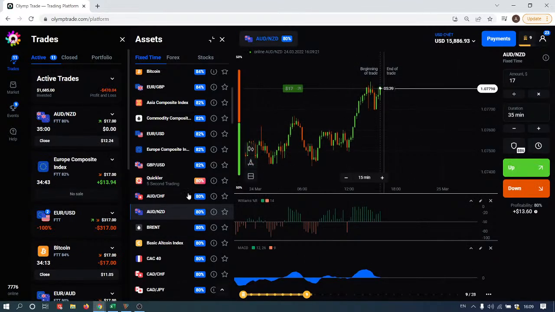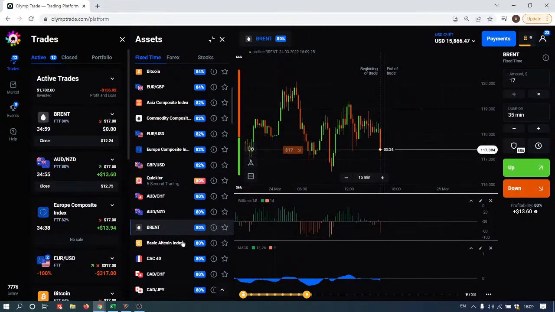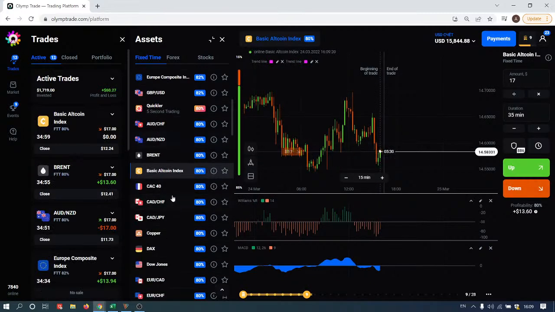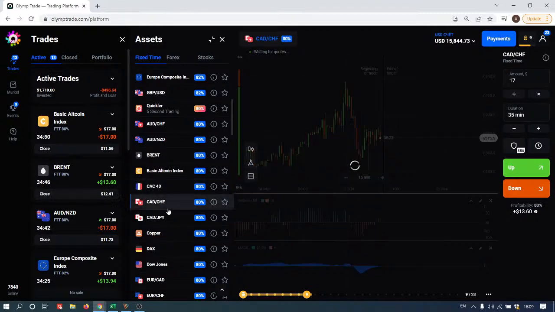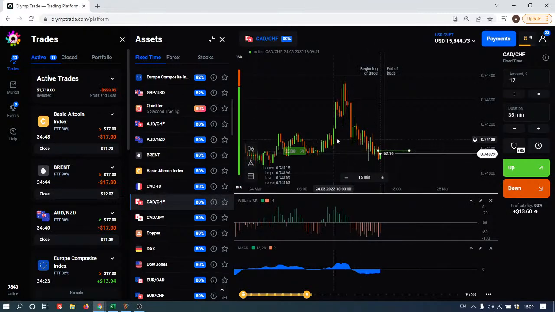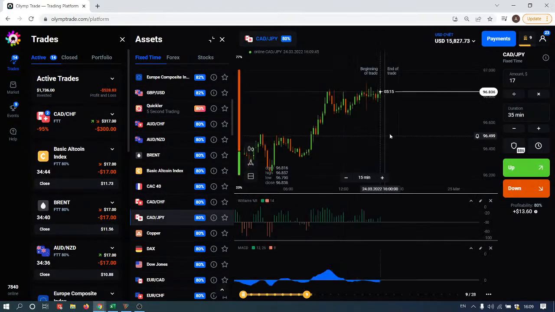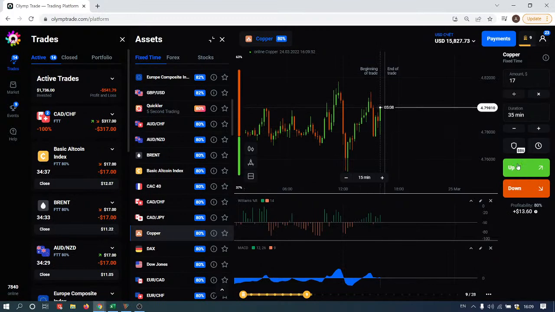All right, let's try AUD NZD. Brent, yes, we can open it downwards. Basic altcoin index also downwards. Okay, so no signal on the French index CAC 40 because they point in opposite directions. CAD CHF, yes, let's open this trade in the downwards direction. No signal on CAD JPY, on the Canadian dollar against the Japanese yen.